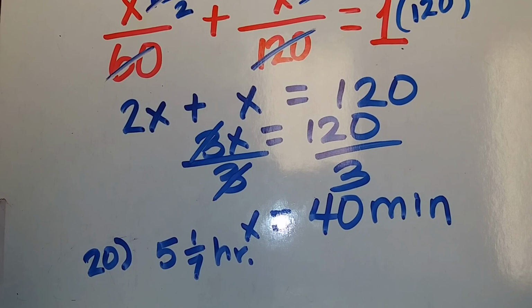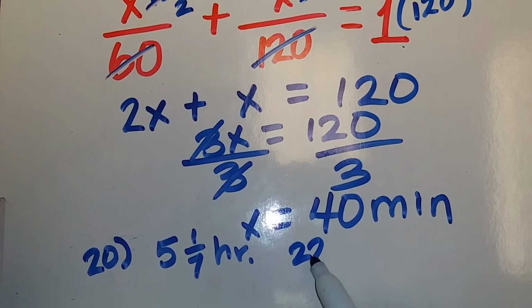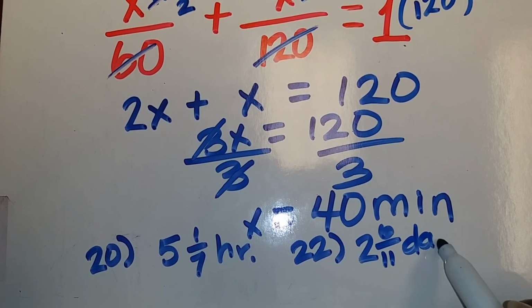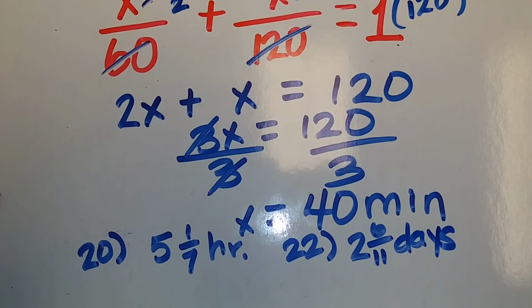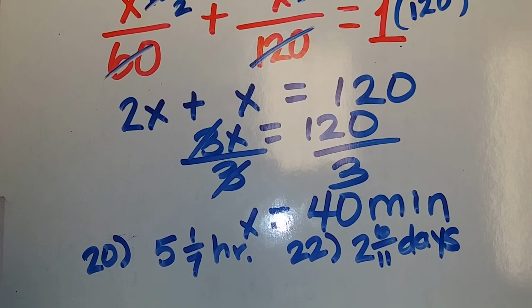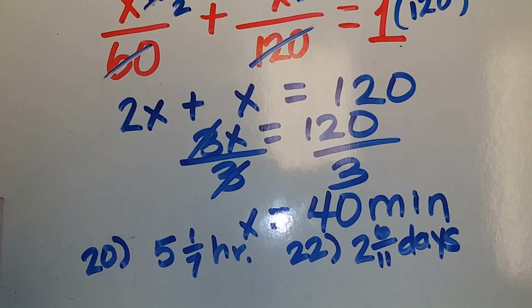On 21, the answer is 2 2/9. That's in the back of the book, though. And then 22, the answer was 2 6/11 days. So try those because they're similar to 19, similar to what you'll see online. Make sure you understand how to do those particular problems. So important.